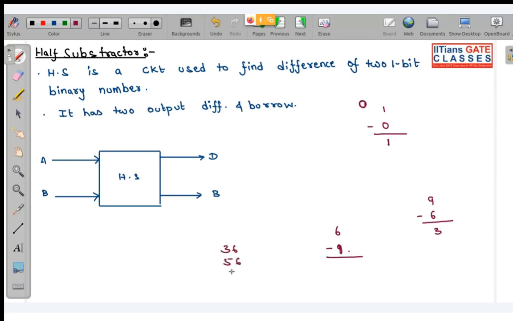So 36, 56. What we do is, this becomes 2 and this becomes 15, so this is 9. We know 9 minus 6 is 3, but I am asking what this borrow thing is. Okay, borrow I have forgotten. We all know 35 minus 56 is minus 21, but actually what is the mathematics, that I am not able to recollect.